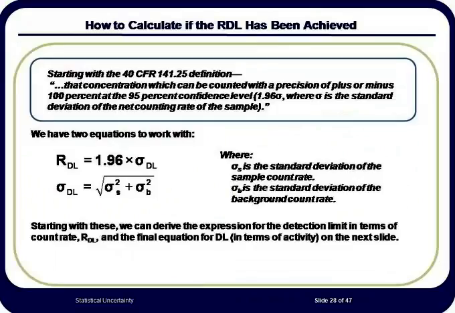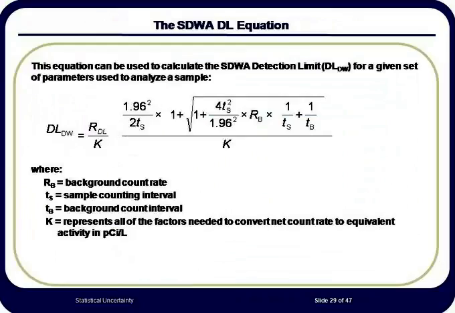The two equations that are used to perform the calculation to determine if the detection limit has been achieved are shown here. The actual equation to be used is shown on the next slide. Although this equation appears formidable, it really uses parameters that we set or measure. This equation should be used to determine if each sample meets the specific detection limit set forth in 40 CFR 141.25.